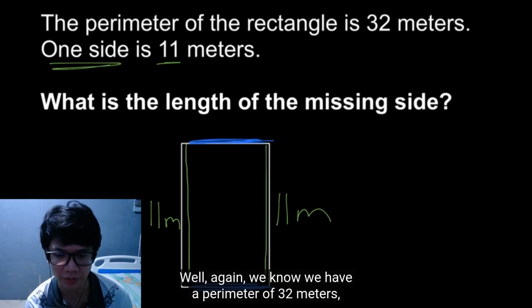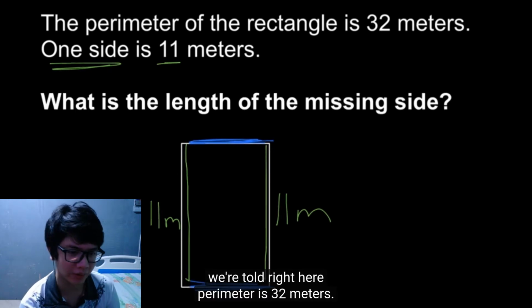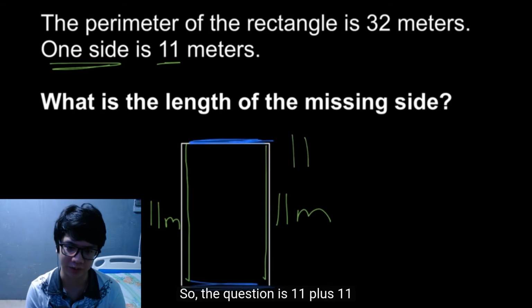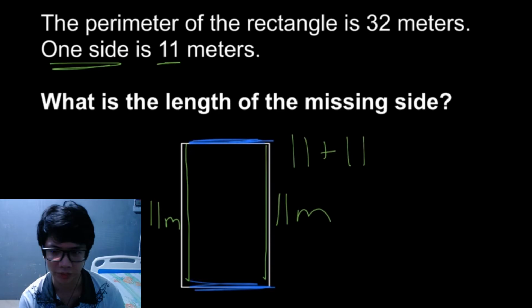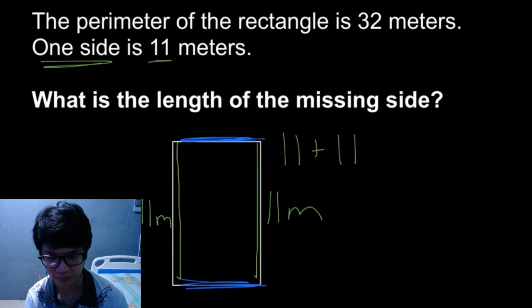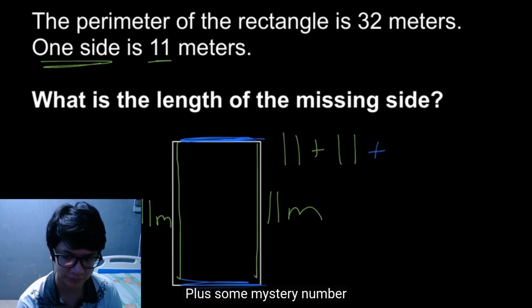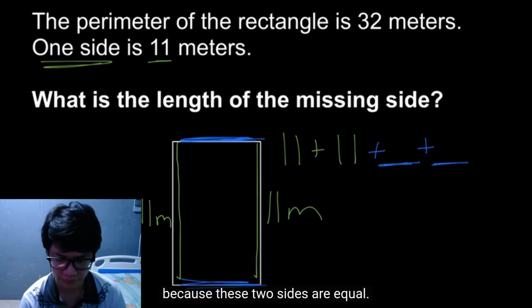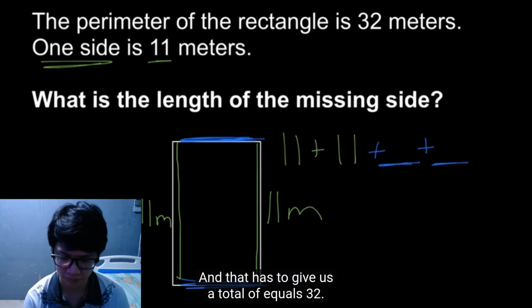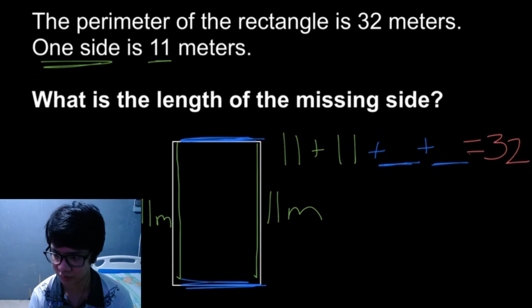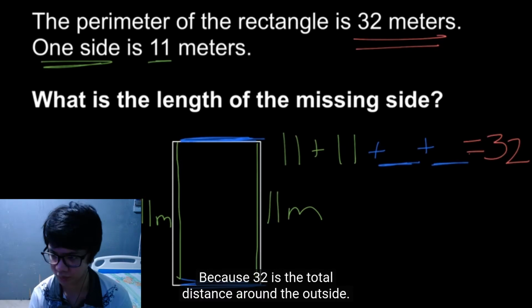Well, again, we know we have a perimeter of 32 meters. We're told right here perimeter is 32 meters. So for these two sides, 11 and 11, plus some mystery number, and then plus that same mystery number, because these two sides are equal, that has to give us a total of 32, because 32 is the total distance around the outside.